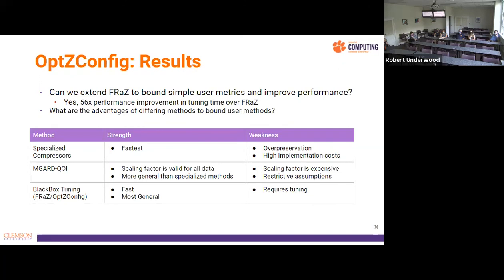So to summarize this section's results, can we extend FRAS to bound simple user metrics and improve performance? Yes, and we can achieve a 56x performance improvement in doing so. We can also look at the related question, what are the advantages of differing methods to bound user metrics? And we find that black box methods are both the fastest and the most general, but require some amount of tuning.